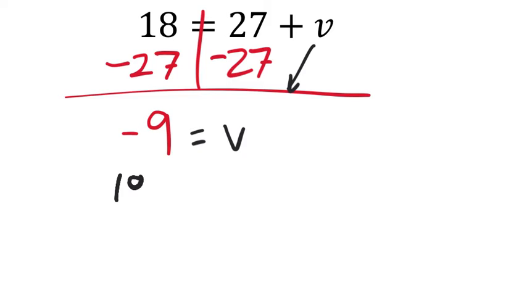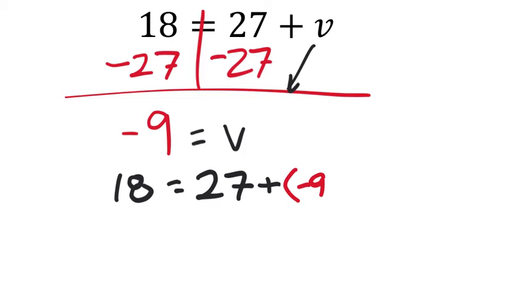Yeah. Let's write the original equation. 18 equals 27 plus v, right? But right now, I think the v is negative 9. So I'm going to replace it with negative 9. And I will check to see if this is true. So I put a question mark over the equal sign here, okay? So what is 27 plus negative 9? Put in the calculator plus negative 9. You can use the parentheses if you'd like.